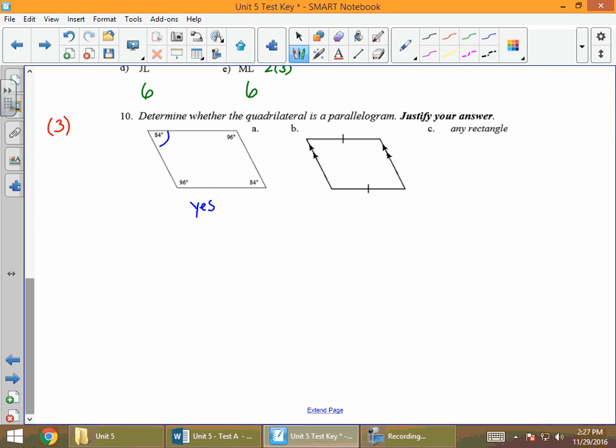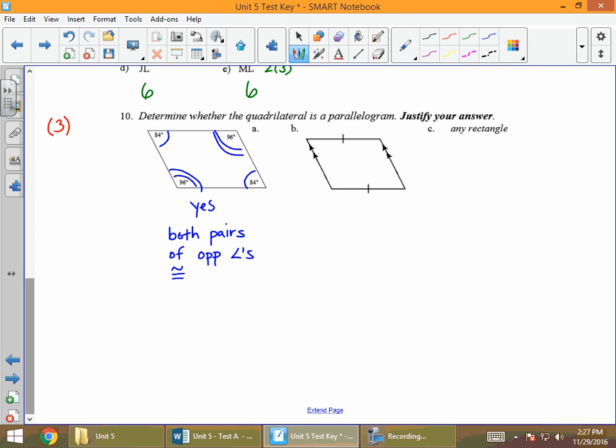And the reason, because both pairs of opposite angles are congruent. Both pairs of opposite angles are congruent. That is one of our means of proving something is a parallelogram.